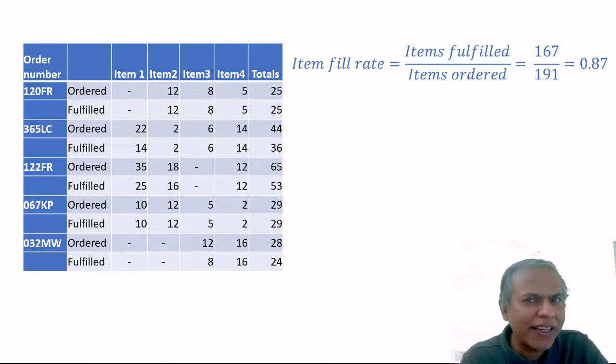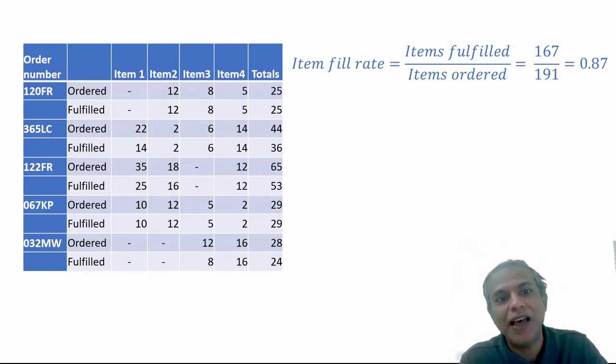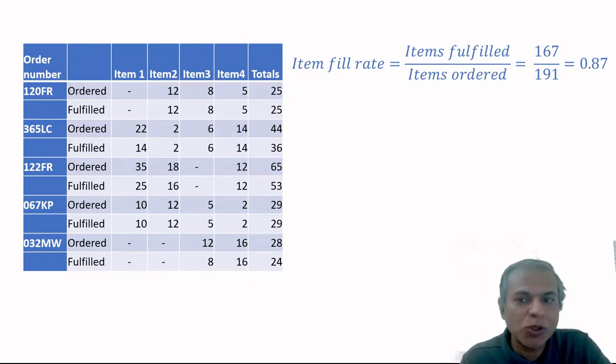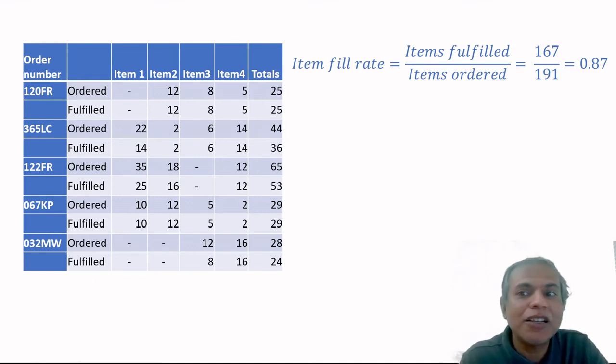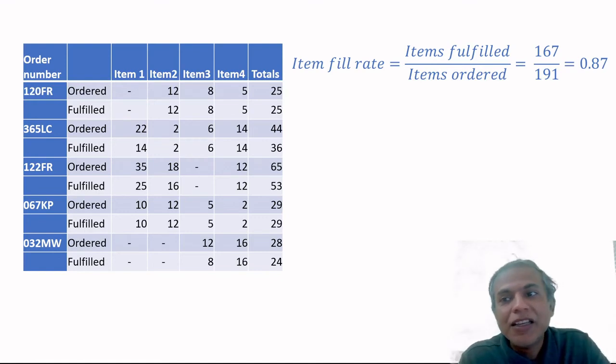So when I say line items, try to imagine that the purchase order, or the sales order, would have three lines, 4 lines, or so many lines, each item being a line. So one way to measure how good your inventory management is is to use item fill rate. In all, if I total up all the items that are ordered, 191 items were ordered and 167 were satisfied. So the item fill rate is 0.87.